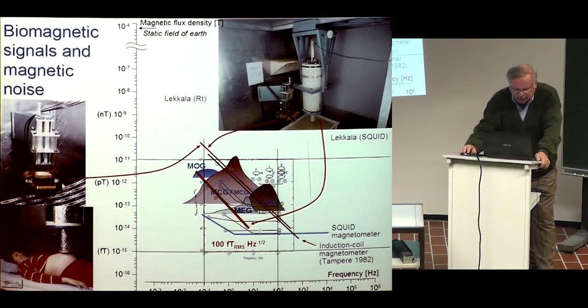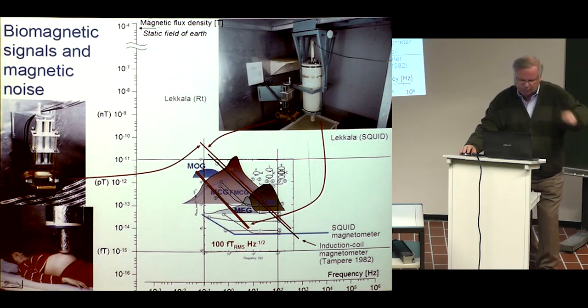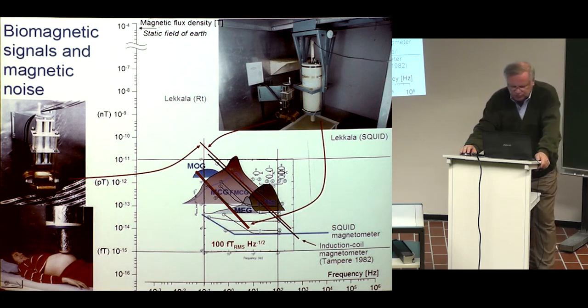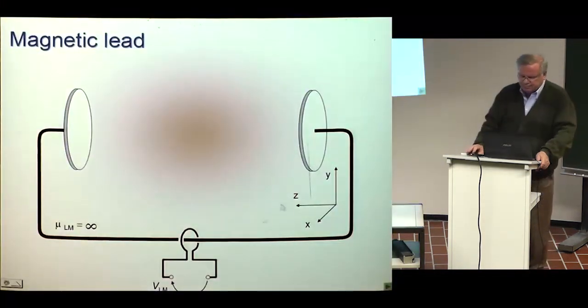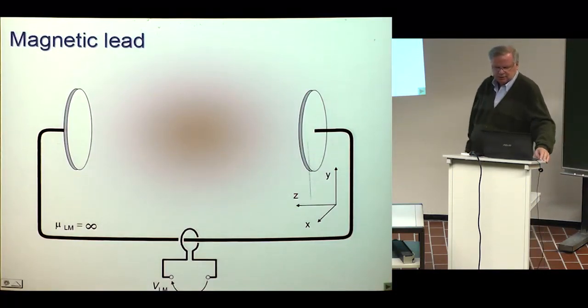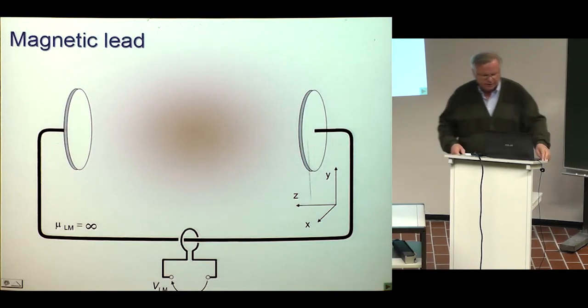Here is a vectorial magnetometer, an induction coil, just a copper wire wound with a large number of turns, and its noise level is here. And that is a SQUID magnetometer in the superconducting liquid helium, and its sensitivity is here. Okay, that was the instrumentation. Let us go to the magnetic field detection theory.